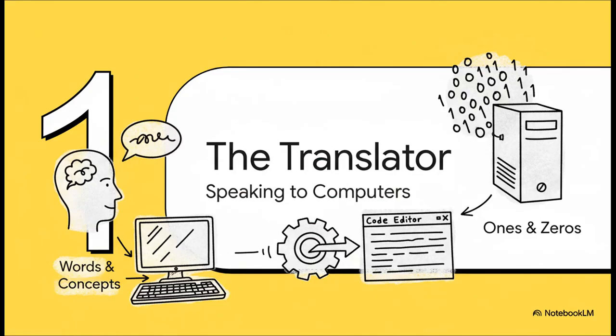To get our ideas across, we need a translator. It's that simple. See, computers at their core only understand raw binary, just ones and zeros. But we think in words, in concepts. So what we do is we write instructions in a special language that we can actually read, and then a program translates that into the machine's native tongue.